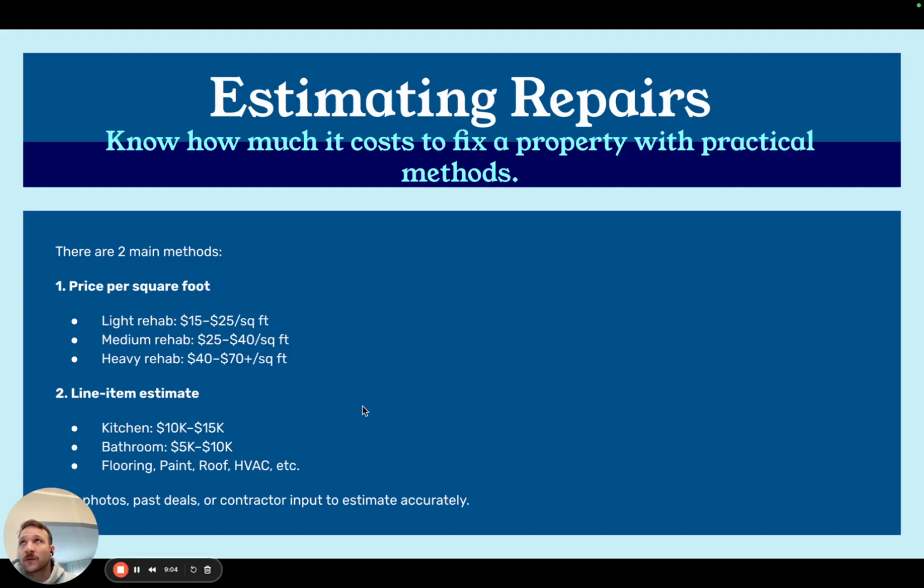For us, the repair estimates with buyers, they're going to have different budgets. Some are going to be GCs, they're going to get better pricing. Some are going to have crews. So we don't come up with repair estimates externally. We let them tell us. We have an internal idea of what the repair is going to be, and that's how we come up with our offer and MAO price.